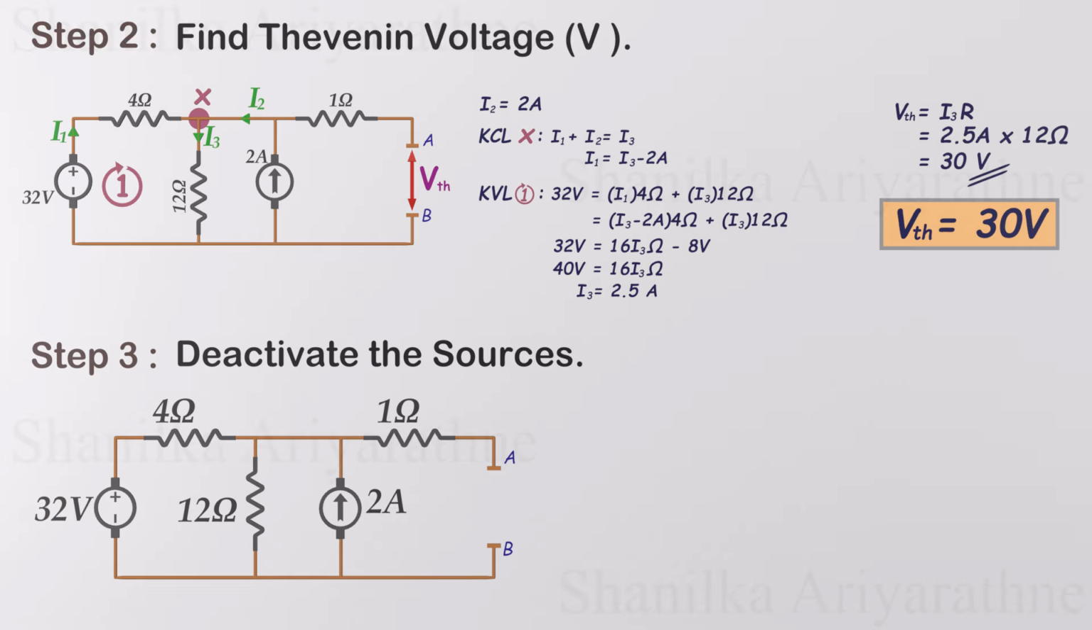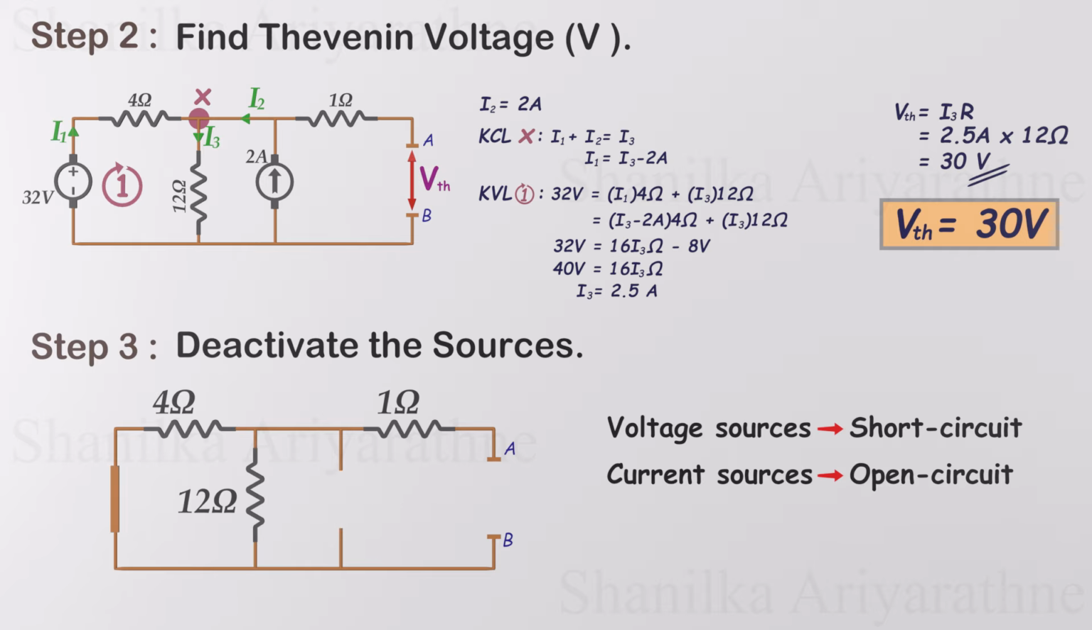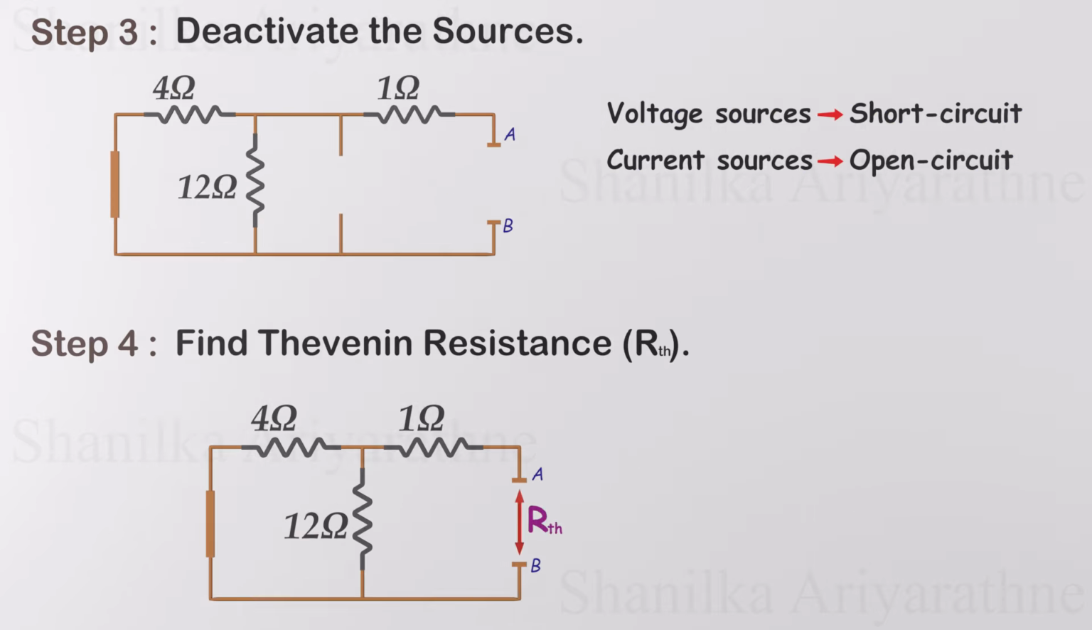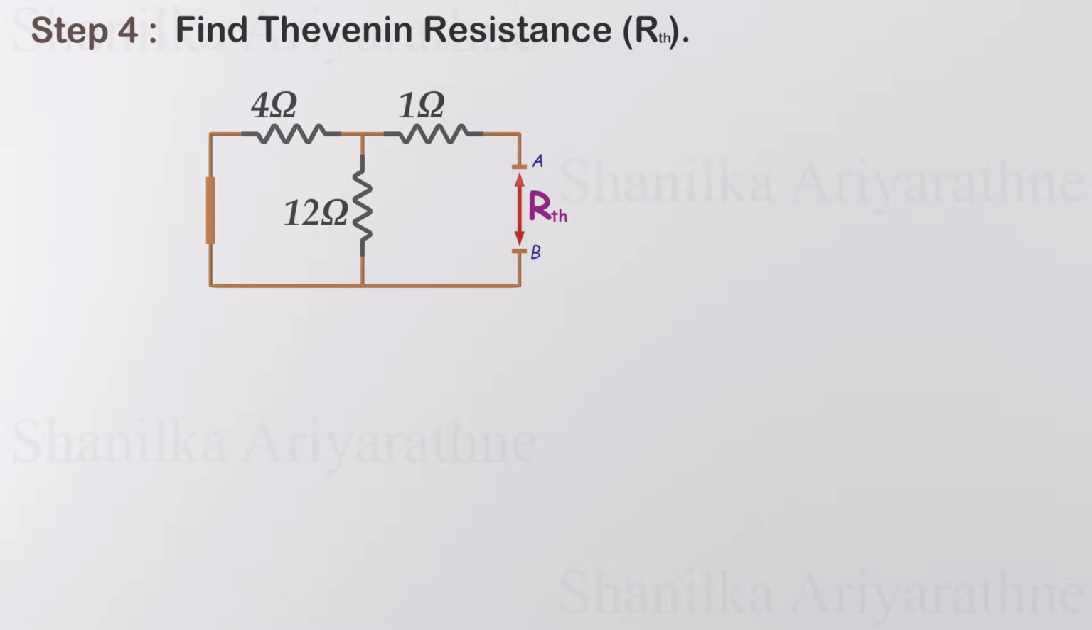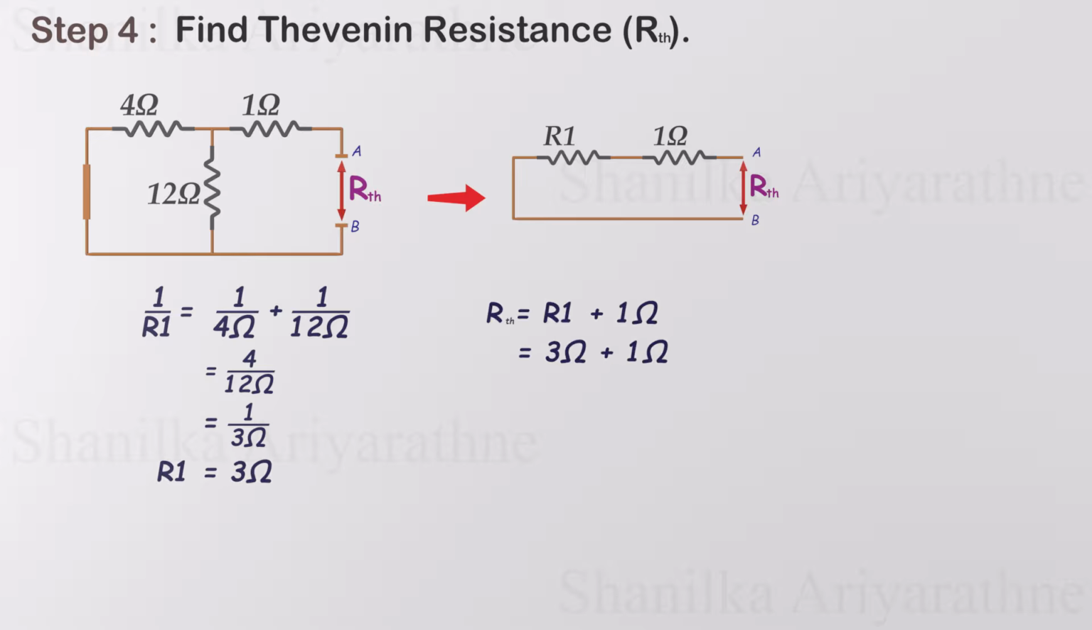Third step is disconnecting the sources. Here we have to short-circuit the voltage source and open the current source like this. Now we can calculate the Thevenin's resistance. Let's calculate the resistance between A and B. We can see the 4 ohm and 12 ohm resistors are connected in parallel. So let's solve it first. Finally, we can solve the series connected resistor. The total resistance is 4 ohms. This is our Thevenin resistance.